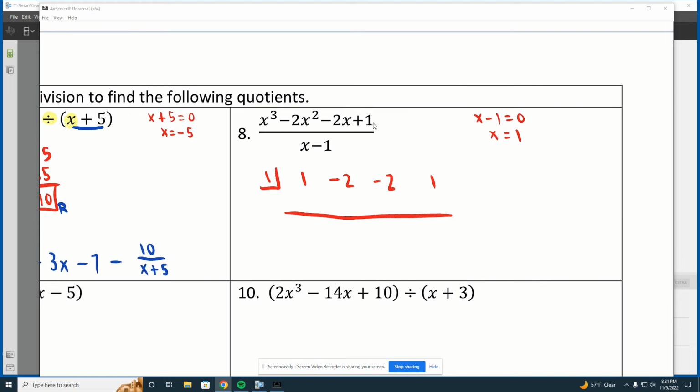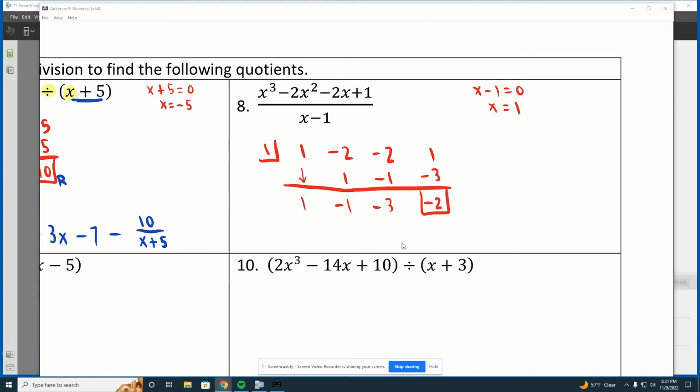So we bring down that first term 1, and we start multiplying and combining. Look, 1 times 1, 1. -2 plus 1, or 1 minus 2, -1. Again, 1 times -1, -1. -2 minus 1, -3. 1 times -3, -3. 1 minus 3, -2. Done.